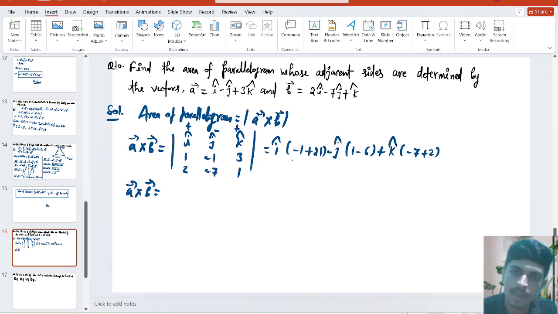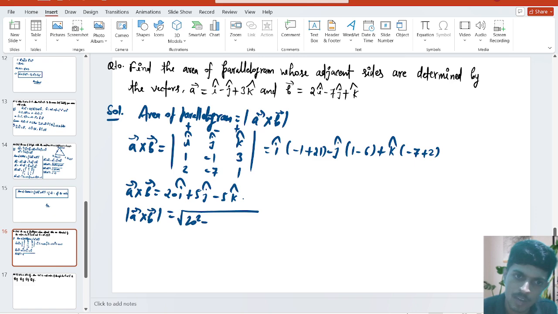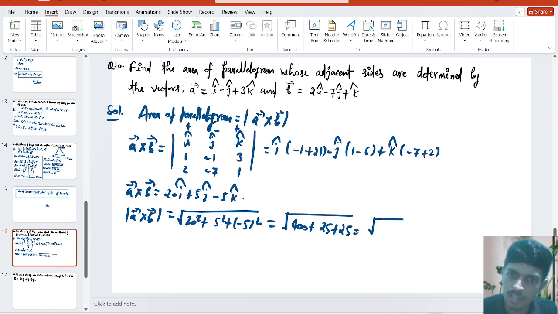So this is minus 21 minus 1 becomes minus 20 I cap, and 1 minus 7 becomes minus 6... and minus, minus plus here, plus 5 j cap, and here minus 7 plus 2 is minus 5, plus minus minus, this is 5 k cap. Taking the modulus of vector A cross B, you get 20 whole square plus 5 whole square plus minus 5 whole square. Simplifying, 20 whole square becomes 400, 5 whole square becomes 25, minus 5 whole square becomes 25. It becomes under root 450.